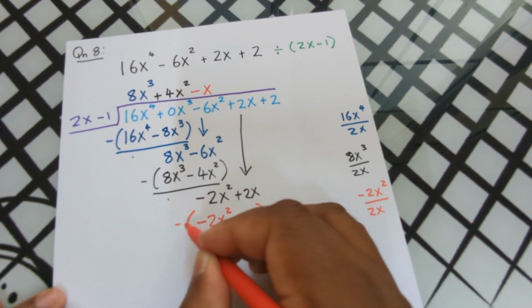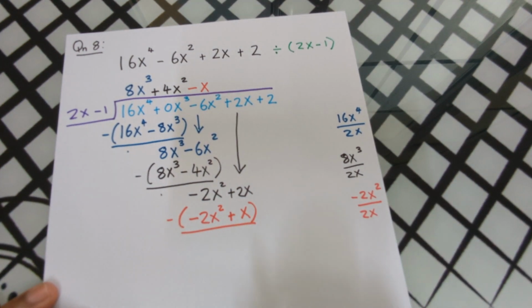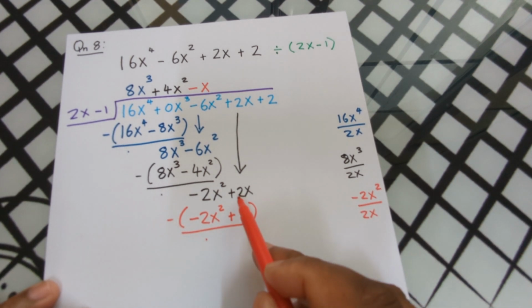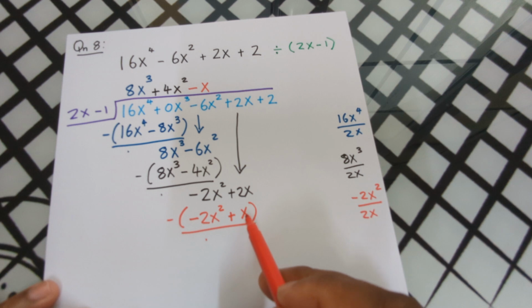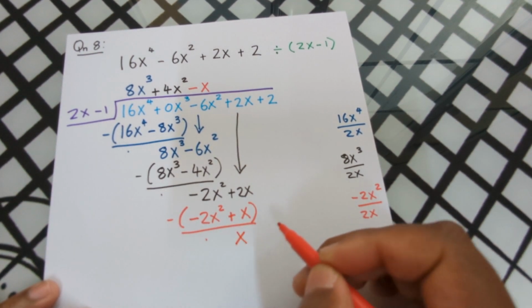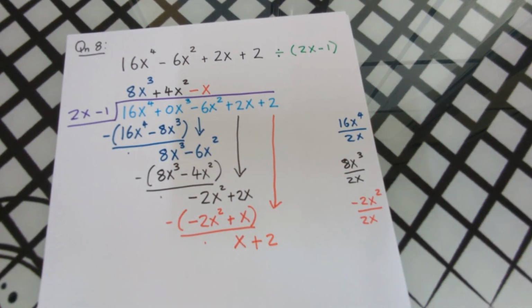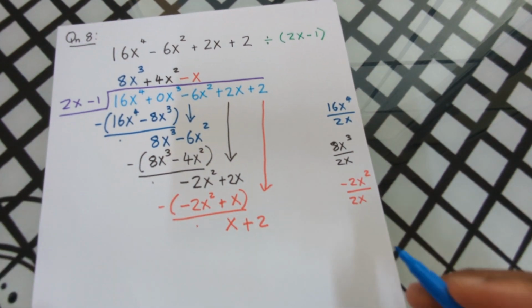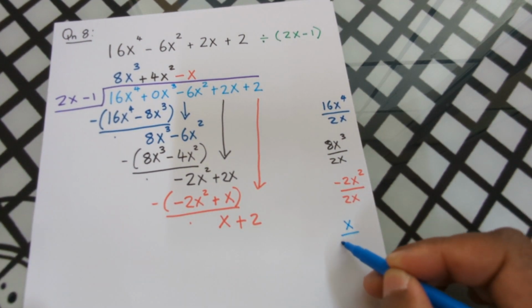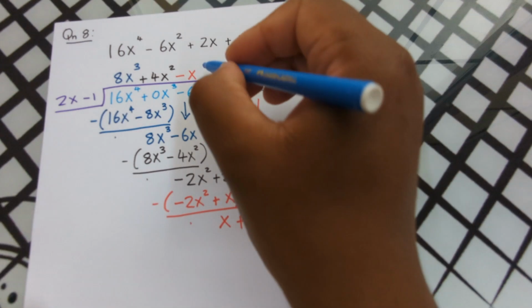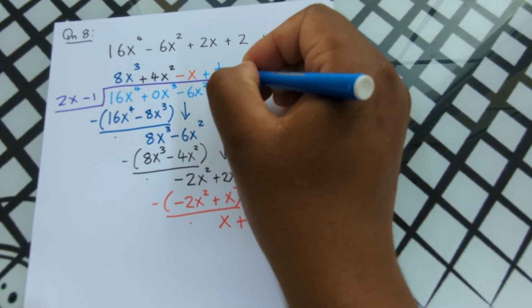Put our brackets and subtract. Now negative 2x squared minus 2x squared will give us a 0. Then 2x minus plus x will give us x. And we'll bring down the next term, which is positive 2. Now let's divide again. x divided by 2x. So we have x divided by 2x. The x's will cancel and we are going to remain with 1 over 2. So let's put 1 over 2 here.